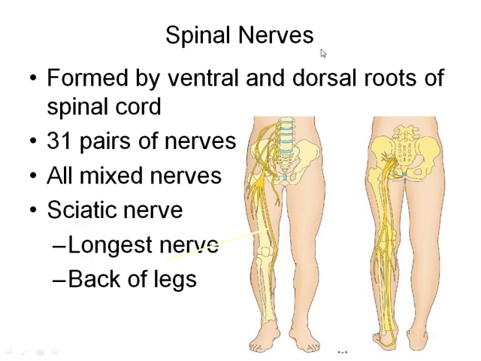Just to show you how long a nerve can be, the sciatic nerve, which comes here off the lower back, is the longest nerve in the body. It comes down the thigh, the back of the leg. You can see it here coming down the thigh and the back of the leg. It makes a turn and it goes under the foot all the way to the big toe.